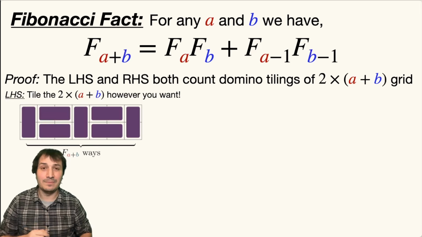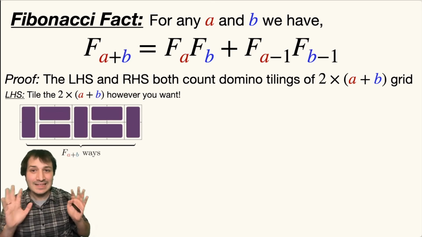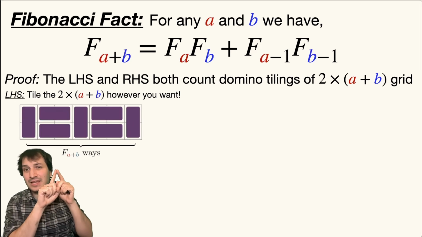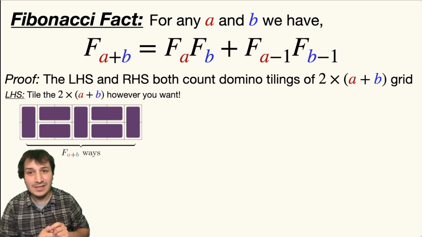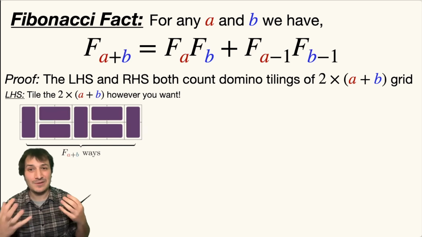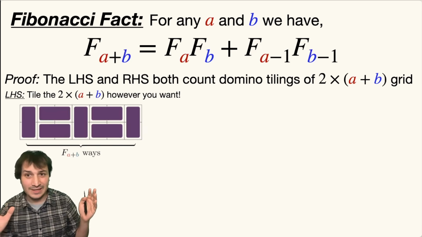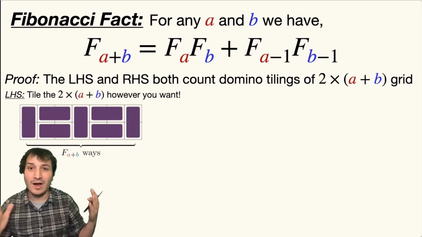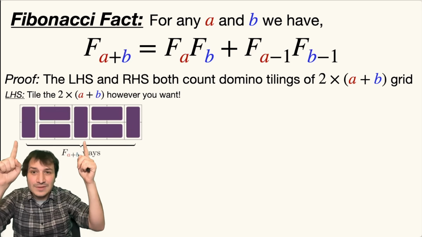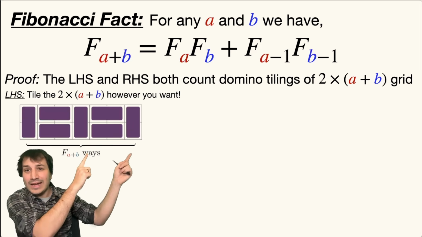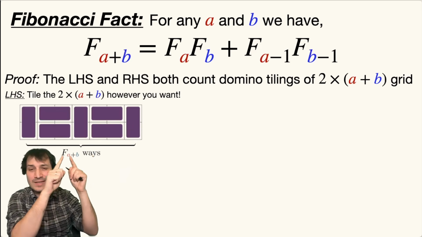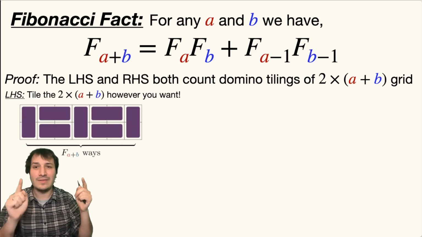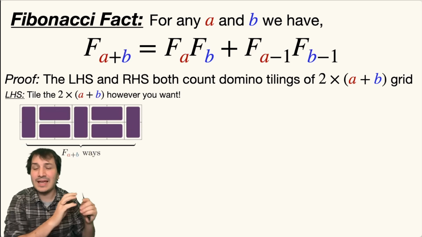That's the left-hand side. Now the right-hand side is going to count the exact same thing, tilings of this 2 by a plus b rectangle, but it's going to count it in a different way. And specifically, we're going to divide all the possible tilings into two cases. And the two cases this time depend on what is going on in the left a squares and what is going on in the right b squares. So remember, this rectangle is length a plus b. We're going to look at the left a and the right b separately.